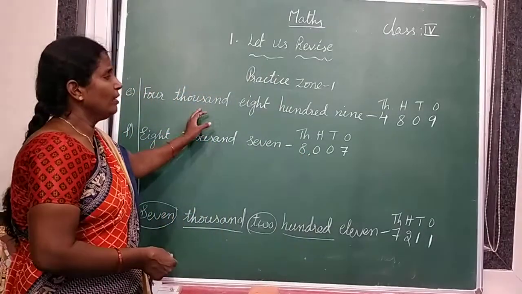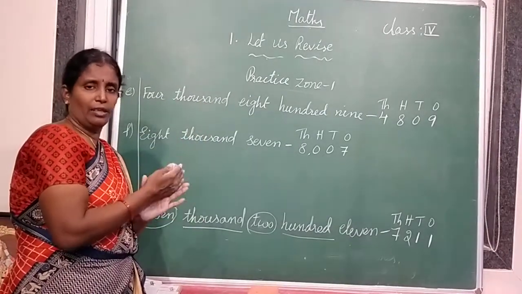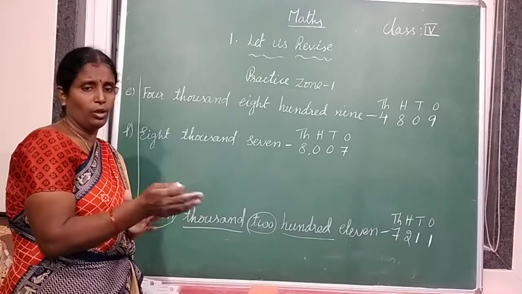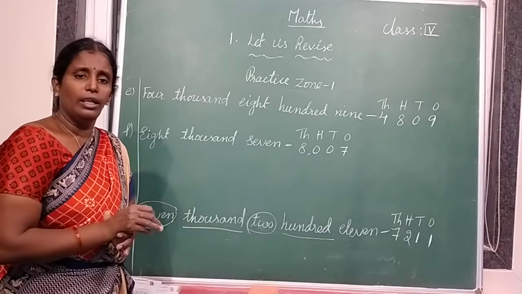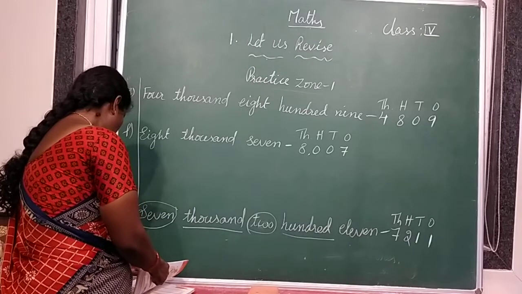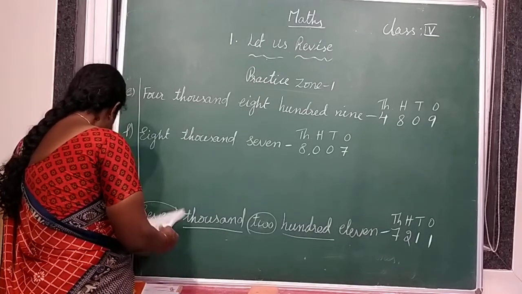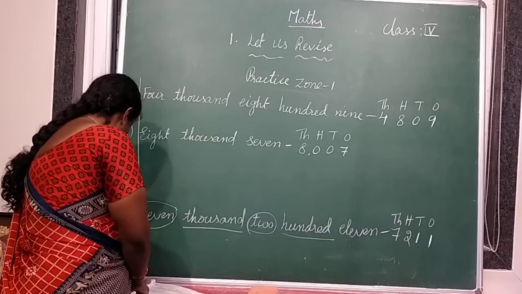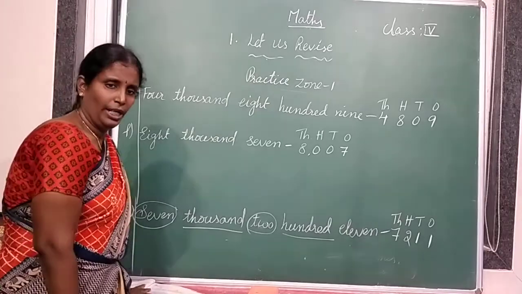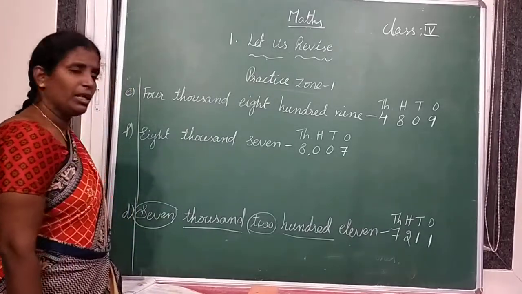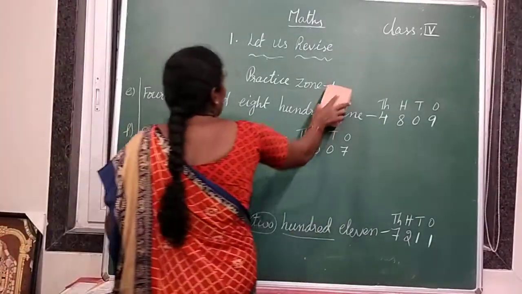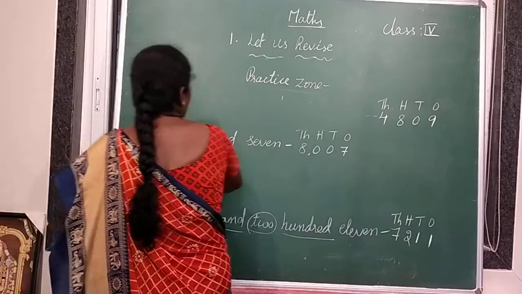Understood? So we learned number names. If they are given a number, how to write the number name. If they are given a number name, how to write the number. So both completed. Now we are going to learn representing on the abacus. Understood? So open Practice Zone 2. Represent the following numbers on the abacus. Also write their expanded forms. So we should represent these numbers on the abacus and also write the expanded form.